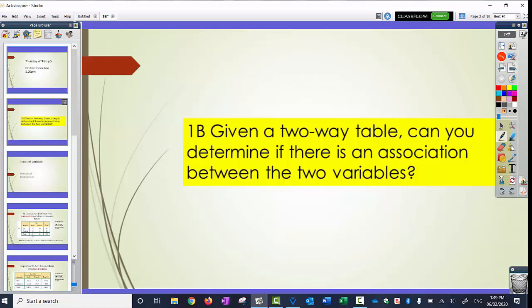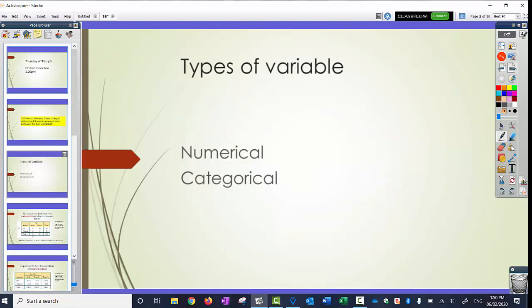Make sure you've got something down about two-way tables, something about association between variables, and something about types of variables. You met types of variables in Year 11. Do you remember the difference between numerical and categorical variables? Yes, so you're right. There's numerical and categorical variables. Numerical as in numbers, whether they're integers or decimals.